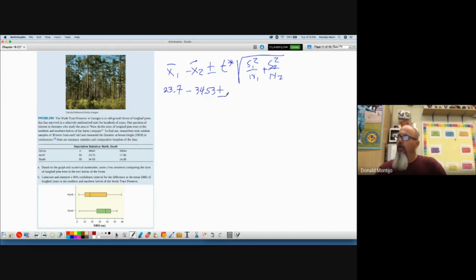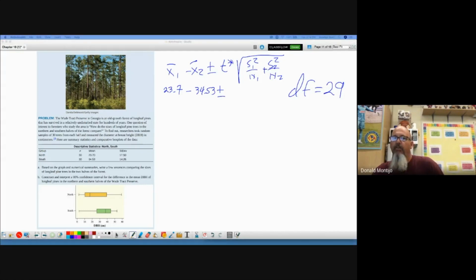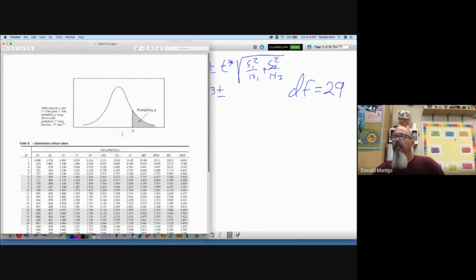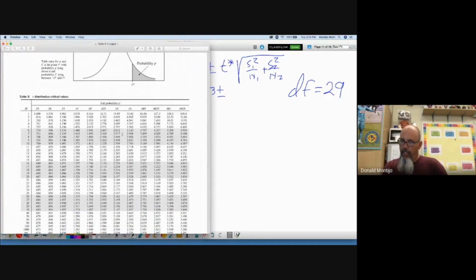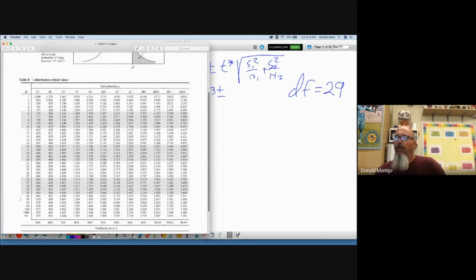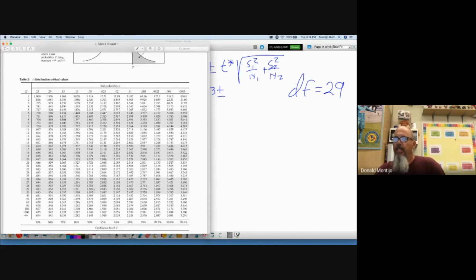Uh-oh, I don't know how many degrees of freedom this problem has. So remember, it's the smaller of the two. Well, they're both 30. So my degrees of freedom is 29. So let's go to our favorite table B here, and let's see if we can find the t star value at 90% confident for 29 degrees of freedom. So let's drag this over here, 29 degrees of freedom. Oops, I need to see the bottom. And I want to be 90%. 90% at 29 degrees is 1.699.